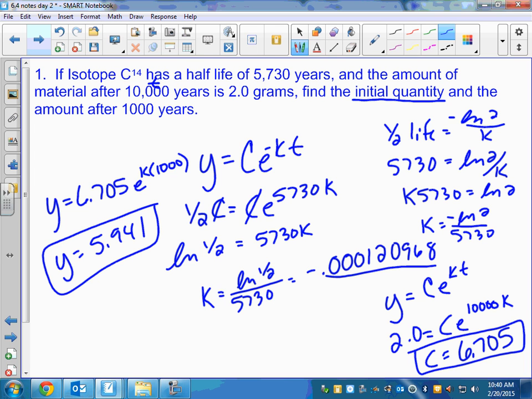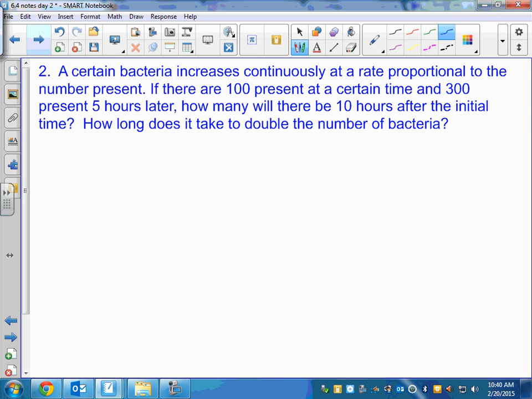You got to know what equation to start with. You got to be able to find k, whether it's just doing the math to find k or using the formula to find k, and then you got to know where to plug the stuff in to go from there. Let's look at that. Ooh, I like this.